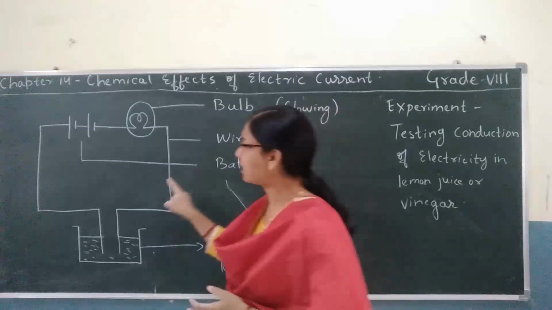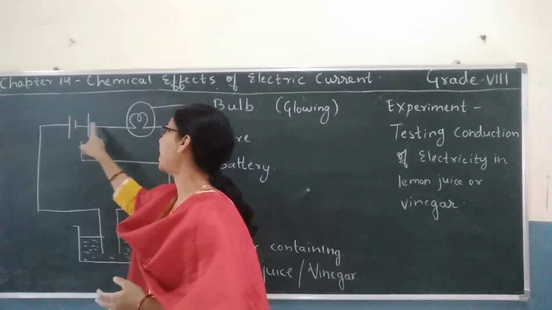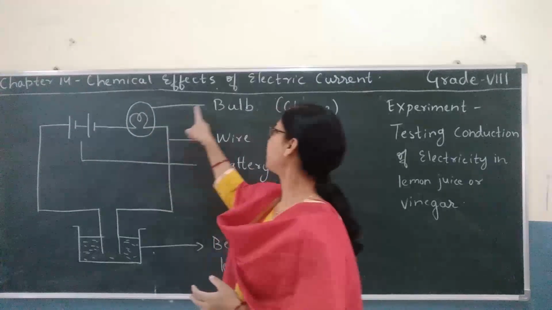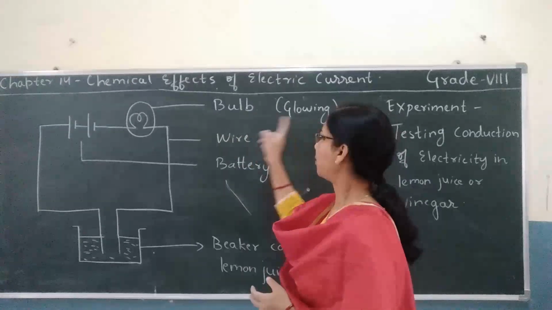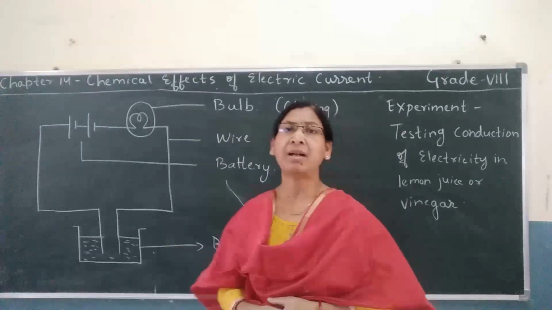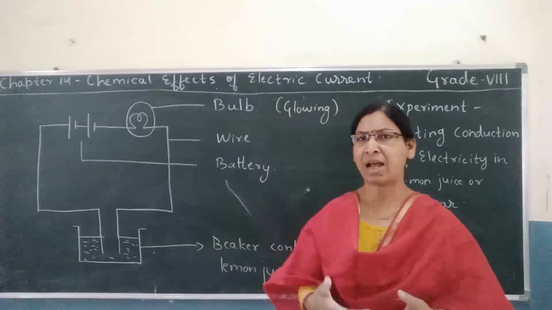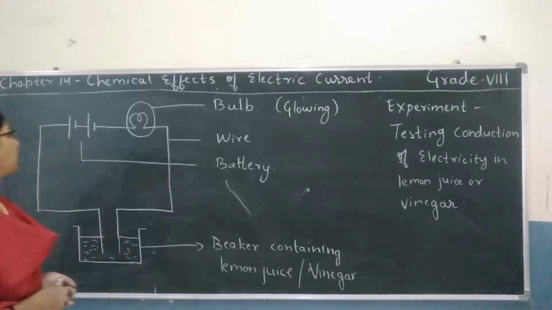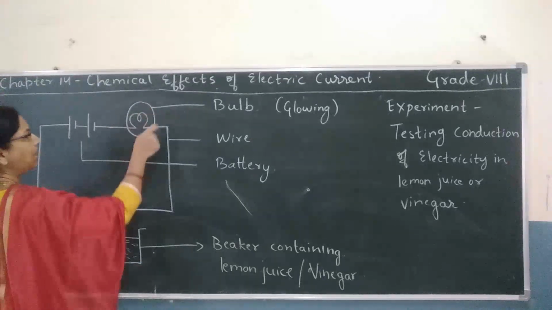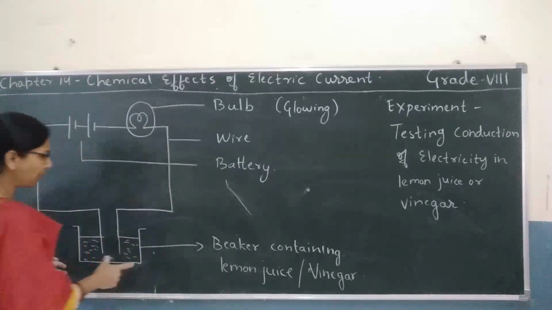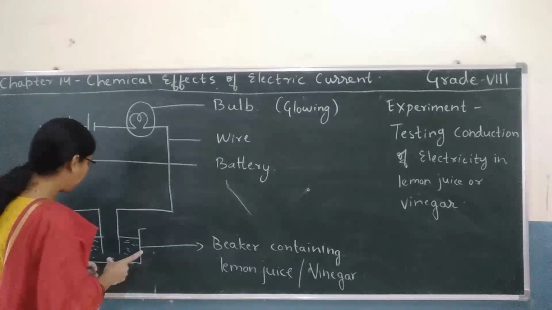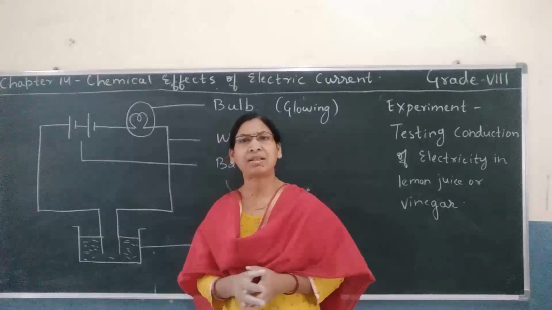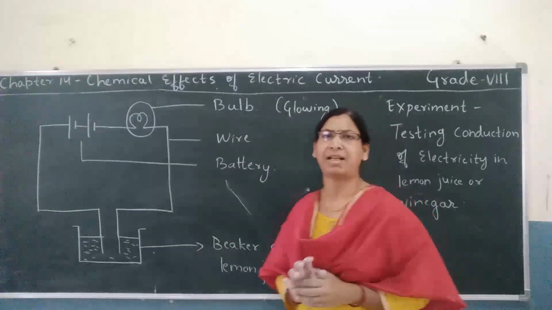What you will see is the current starts flowing through the battery, and the bulb in the tester starts glowing. Here the bulb is glowing, and this proves that some of the liquids which have acids in them conduct electricity. So once again, this is the battery, this is the bulb which is glowing, and this is the beaker or the bottle cap, and here the liquid like vinegar or lemon juice is taken, and it conducts electricity.